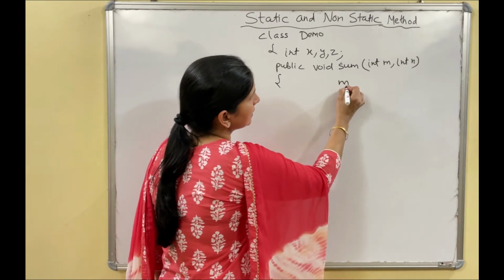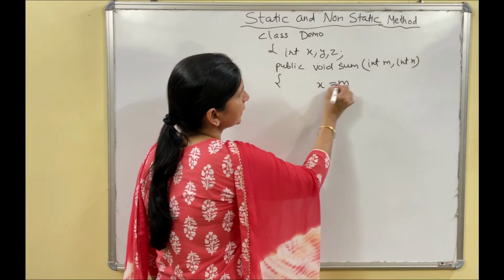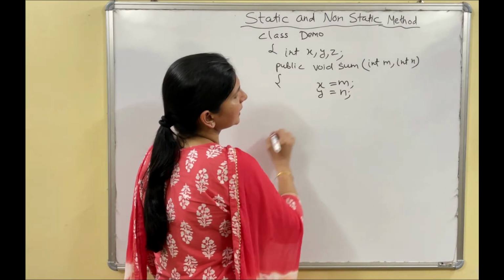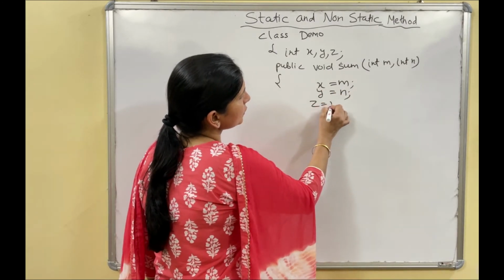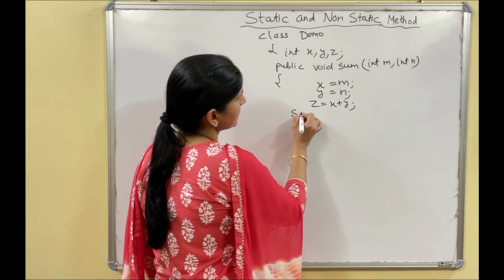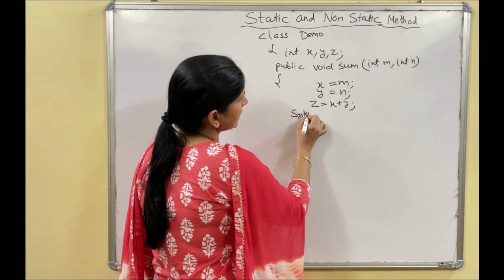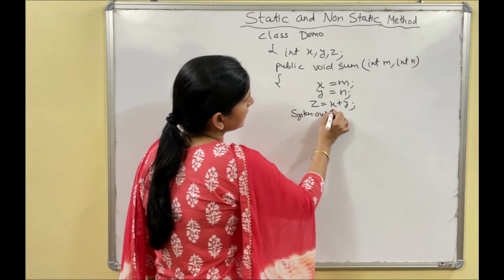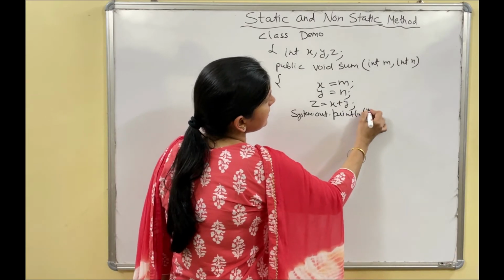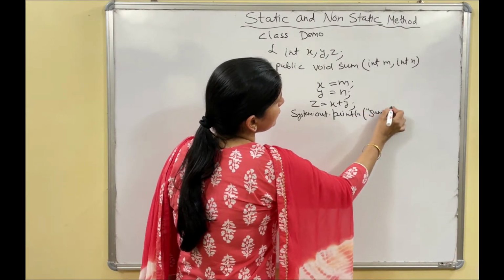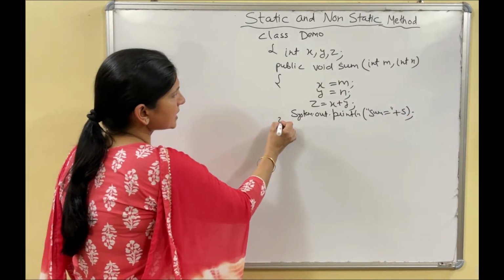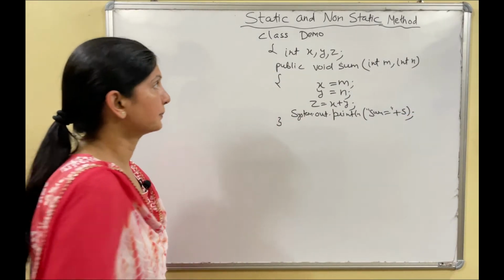Then I will assign value of m into x, value of n into y, right? Then z equals x plus y, and then I will display z. System.out.println, sum equals z, right? So this is one method, fine.